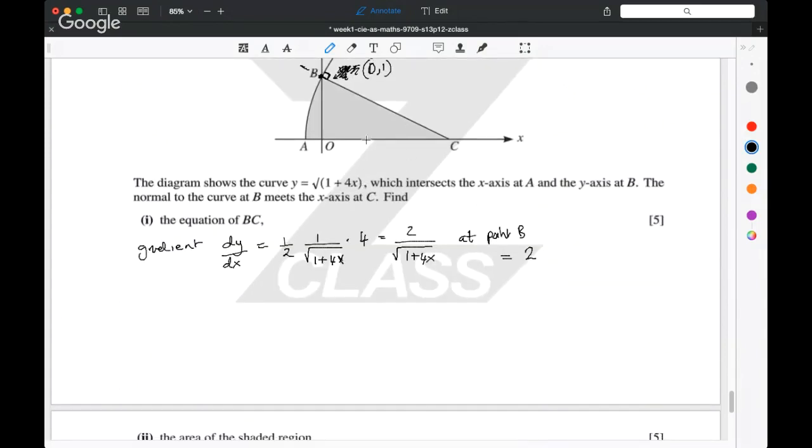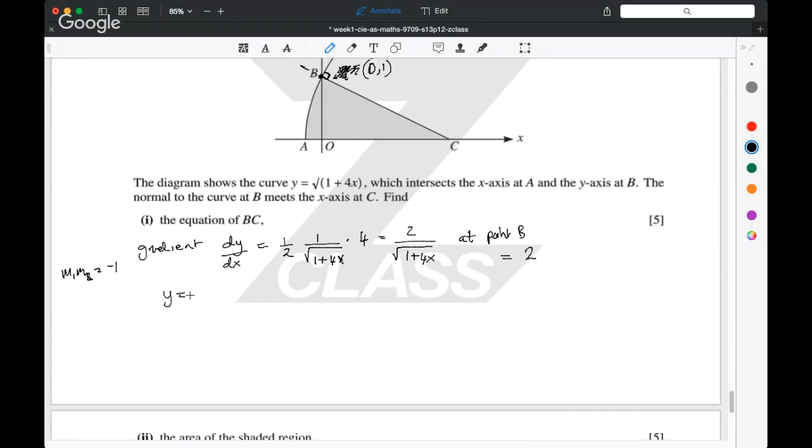Therefore, the gradient of a tangent line would also be equal to 2. Therefore, the gradient of the normal, so remember that m1 m2 is equal to minus 1. So the tangent line would have a gradient of 2. So therefore, the normal should have a gradient of minus a half.